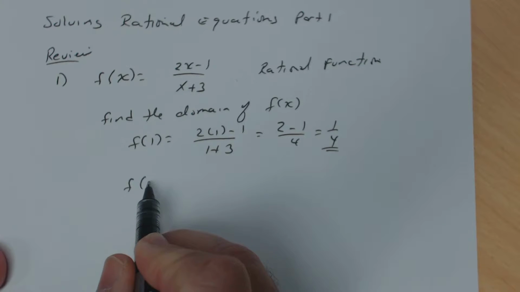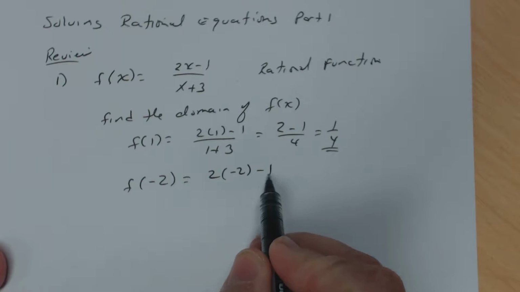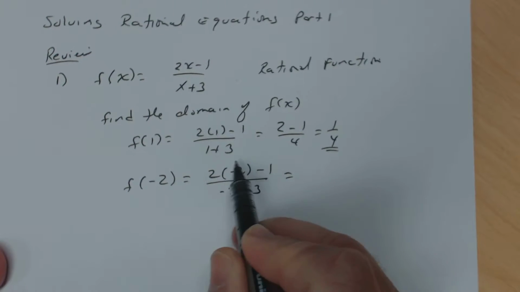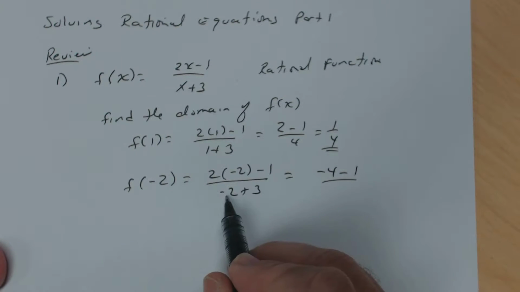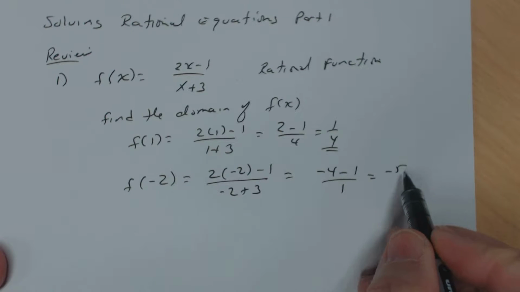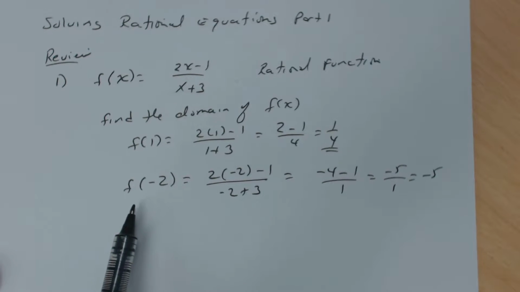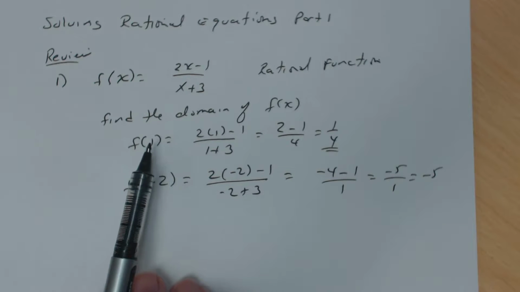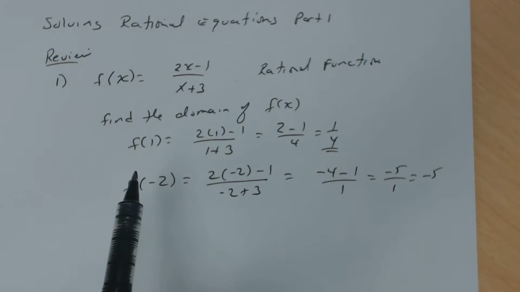If x is, let's say, negative 2, I get 2 times negative 2 minus 1 divided by negative 2 plus 3. So 2 times negative 2 is negative 4, minus 1, over negative 2 plus 3, which is 1. The numerator is negative 5, the denominator is 1, so I get negative 5. So when x is negative 2, I get negative 5. So basically, my domain consists of 1, negative 2, and so on. There are an infinite number of x values I can use.